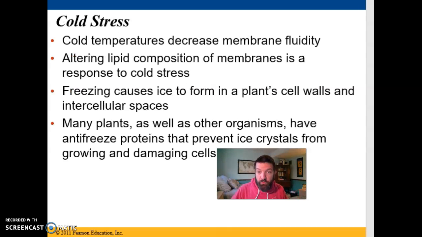In response to cold, they can adjust the lipid composition of membranes to keep membranes from becoming too solid. They want to maintain fluidity, and so you might create more fatty acids that are unsaturated, for instance, or adjust the amount of cholesterol in your membrane. And then sometimes they even produce antifreeze proteins to prevent ice from crystallizing inside the cell and damaging those cells.